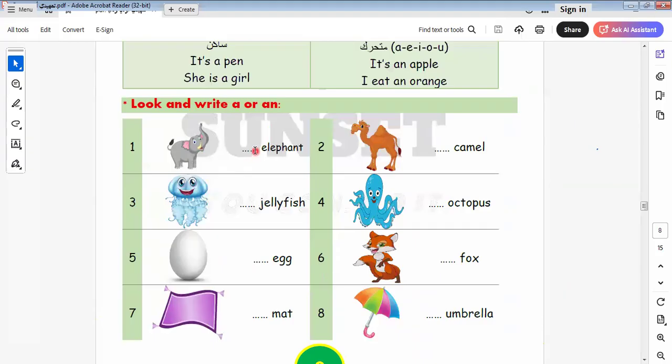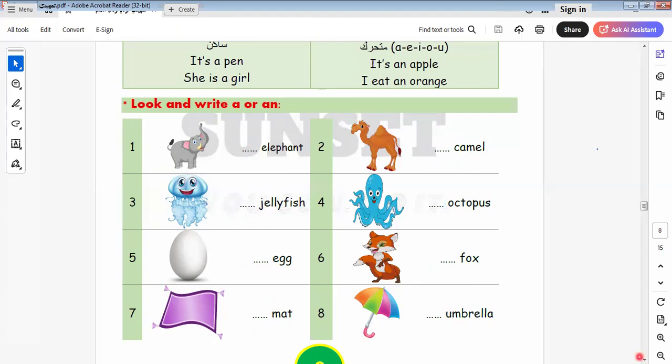Here we say, here is an elephant. So I'm telling you, we have E here. So I put what? I put n. I explained this before. If you return to the summer course, this lesson I explained in detail. You can return to the videos and revise what I told before. Here we have C. C is a consonant sound. Takes what? Takes a. Here is octopus. It will be an. Here it will be a jellyfish, an egg. Here is a mat, an umbrella, a fox. I will leave it to you after finishing the video to answer again.